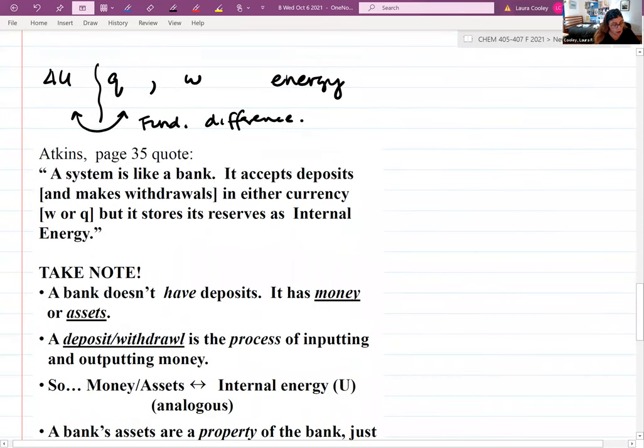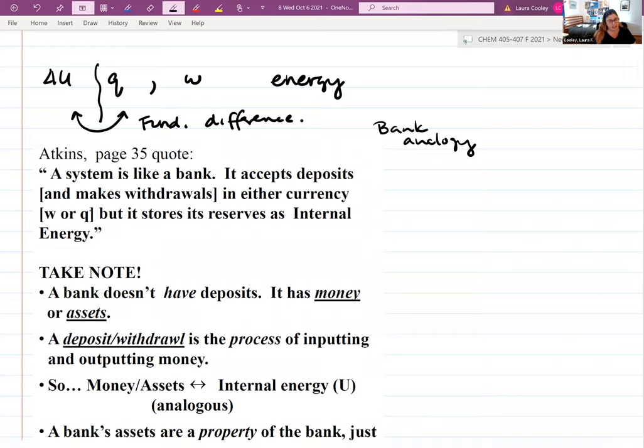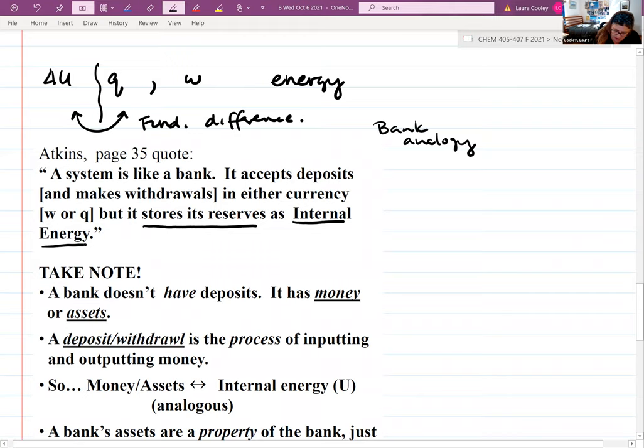There's a quote I love on page 35 of the book, and I'm going to try to explain this by looking at an analogy. It's the bank analogy. It says a system is like a bank. It accepts deposits and makes withdrawals in either currency, work or heat, but it stores its reserves as internal energy.